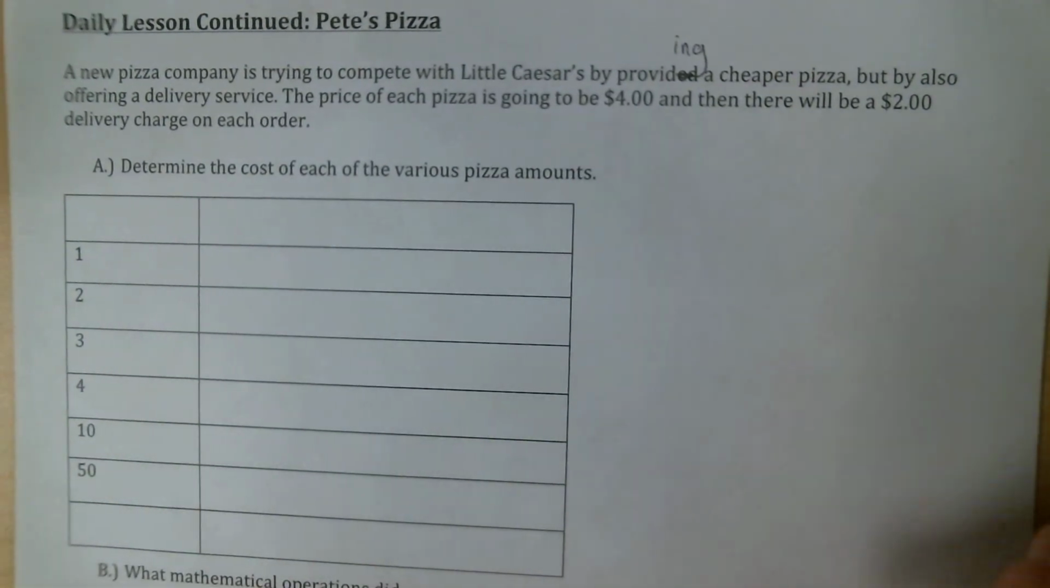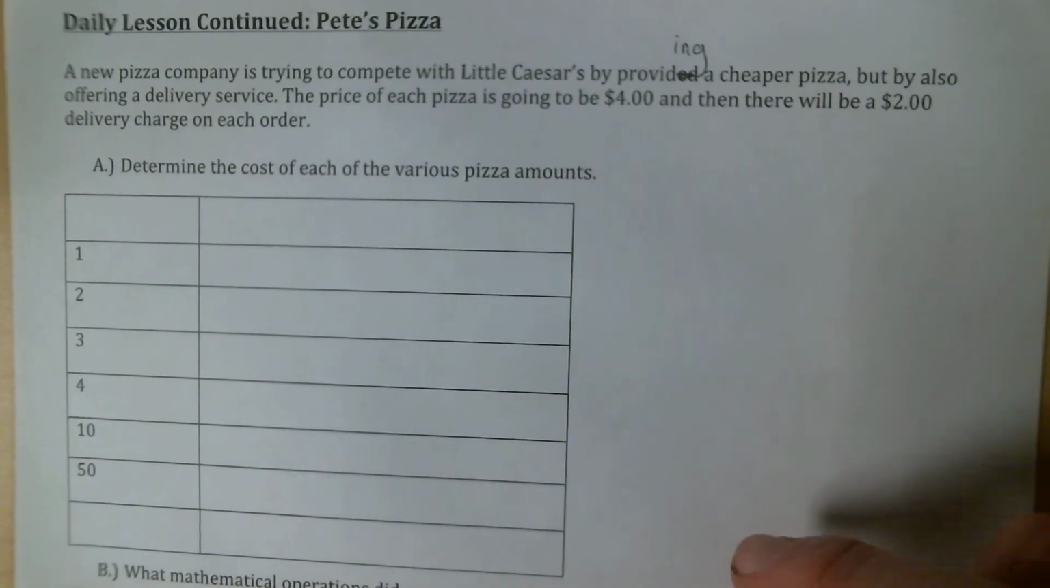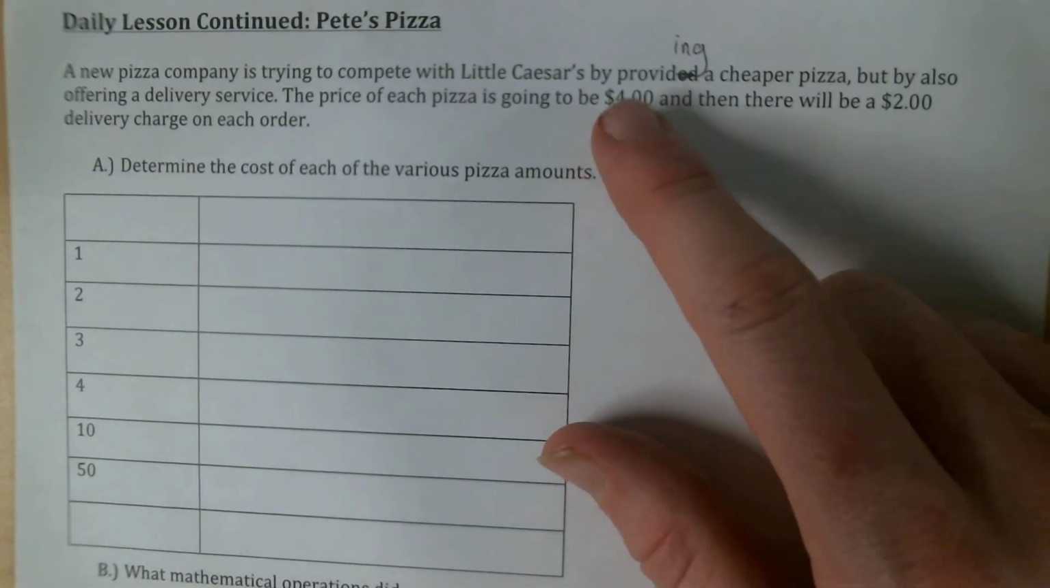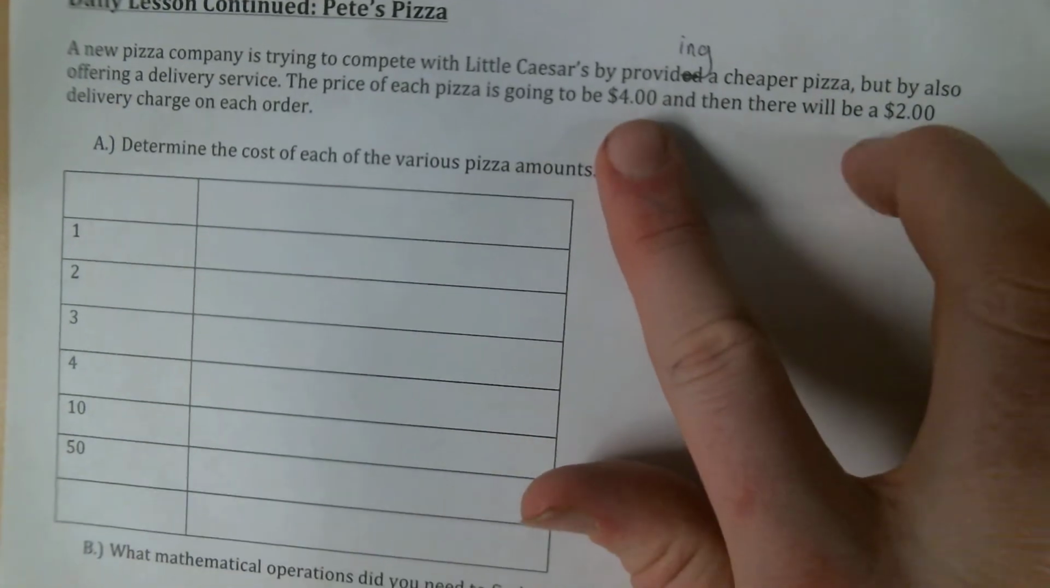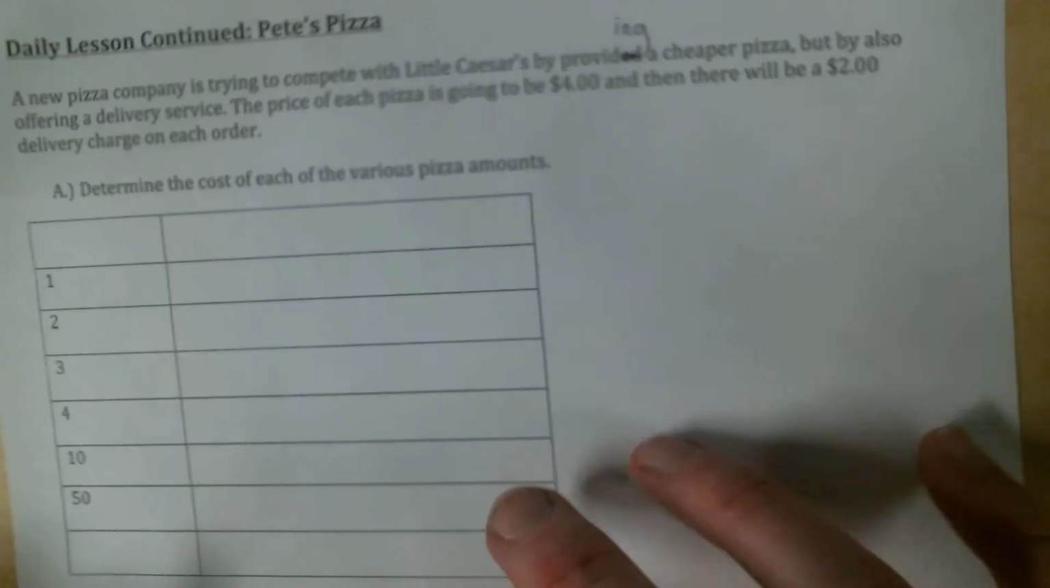The price of each pizza is going to be about $4, but then there's going to be a $2 delivery charge on each order. So that means if I order like 3 pizzas, that's going to be $12. But then I have to pay 2 more for my delivery charge. That's $14. So let's see if we can actually start filling out this table.